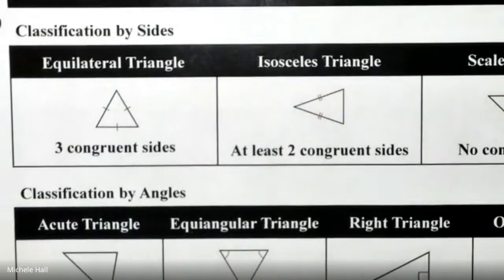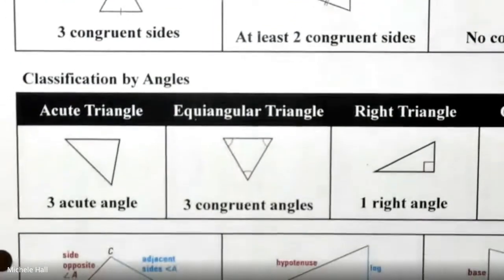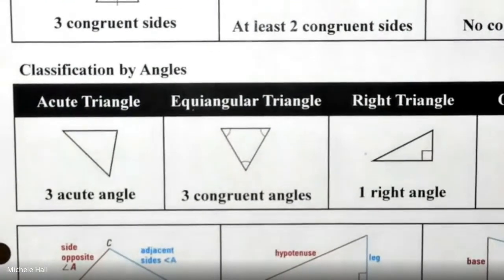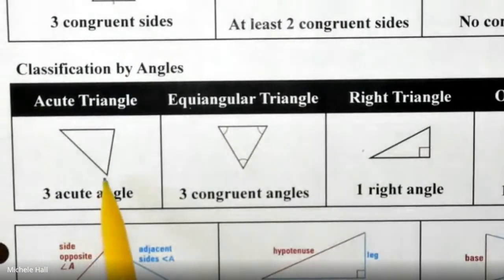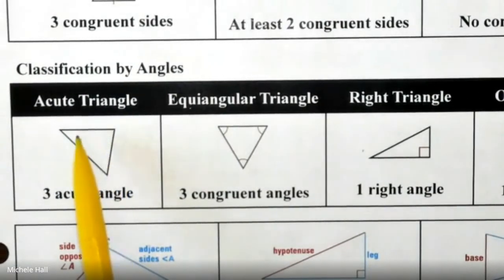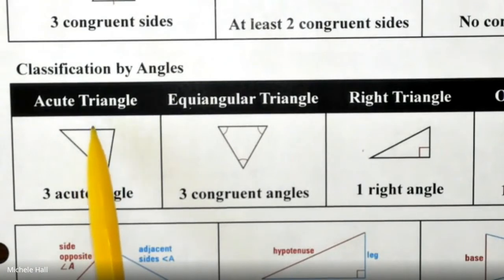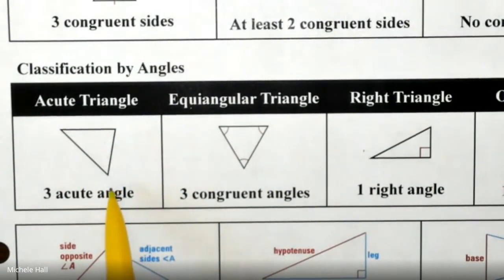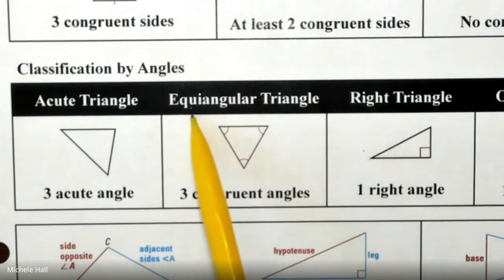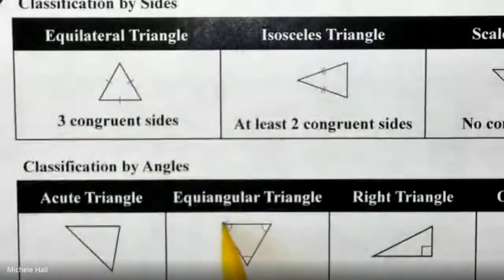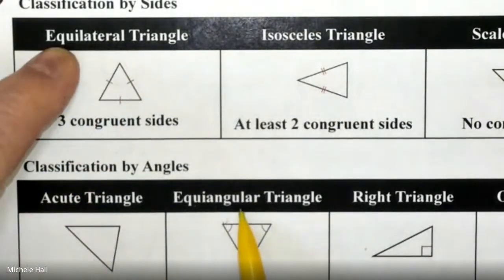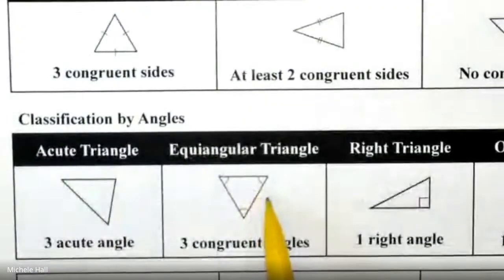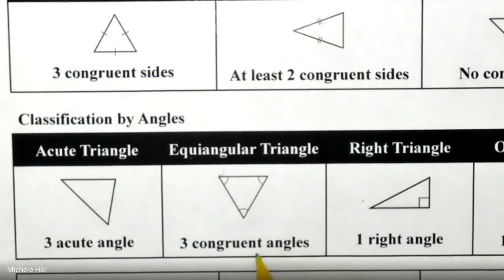And the other way you classify triangles is by their angles. If I have 3 acute angles, all of these angles are less than 90 degrees. It's a cutesy-wootsy little triangle. It's acute. It's less than 90. If I have 3 congruent angles, this is similar to 3 congruent sides, except we call it equiangular instead of equilateral. Lateral means sides, angular means angles. So an equiangular triangle has 3 congruent angles.